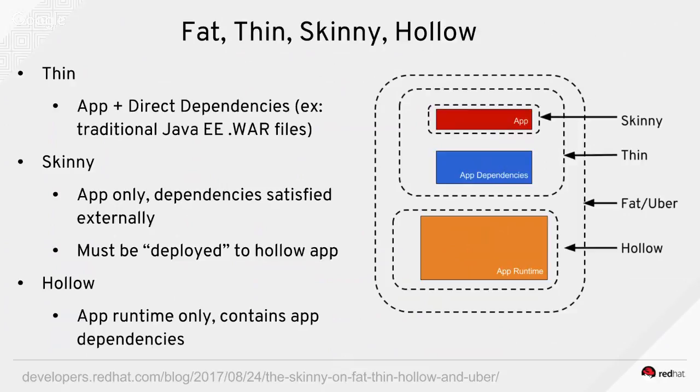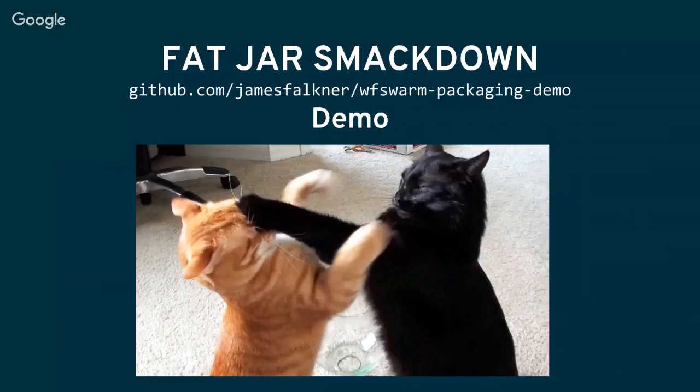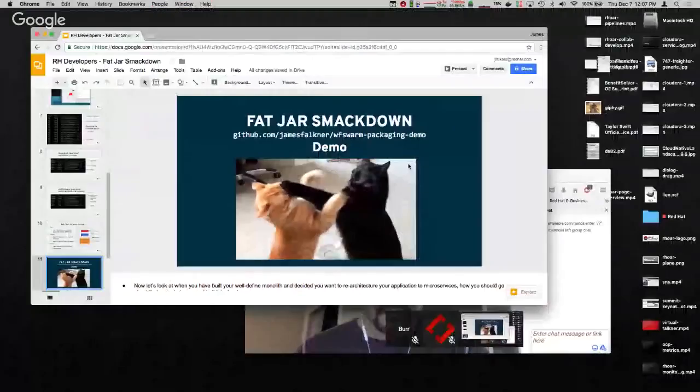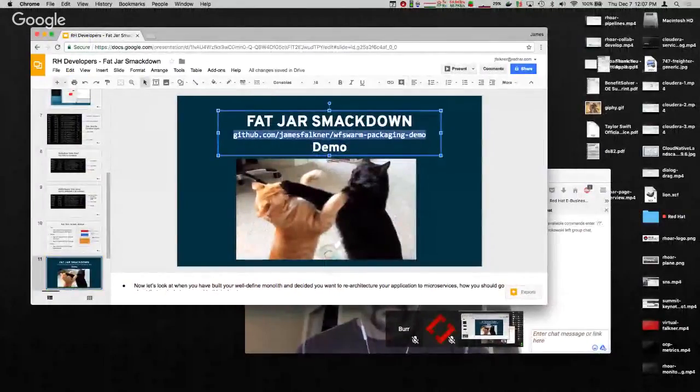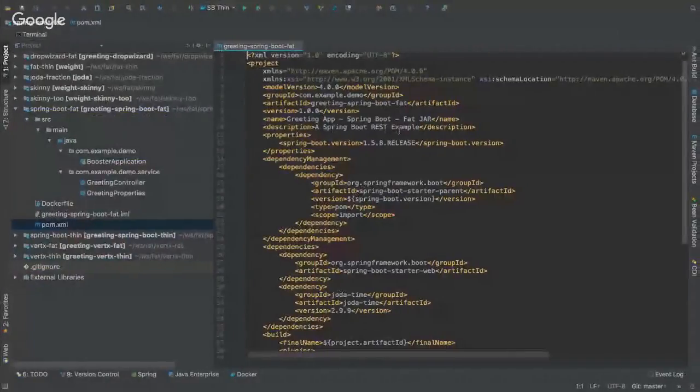They're not fat jars. Okay, so let's do a demo. I've got some code prepared here. You can see the URL here to my GitHub repository if you want to check it out later, or if you're checking out the recording. So we'll switch over to my IDE here, and I have a number of different projects. I'm going to demonstrate some of the techniques you can use to make your fat jars lose a bit of weight. So we'll start with Spring Boot.